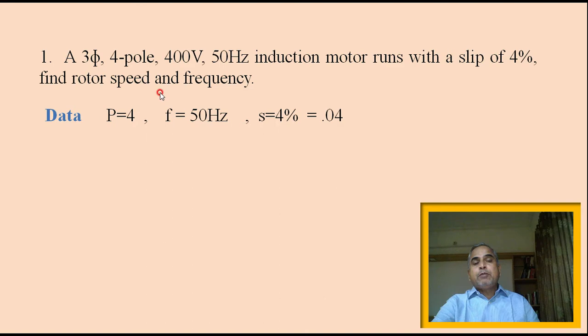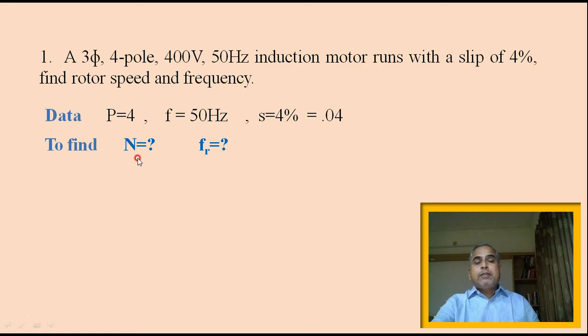P is the number of poles, 4. You are not using the applied voltage, so I am leaving it here. Then the next data I am listing out here is F equal to 50 Hz and slip is 4%, which I am expressing as a fraction, that is 0.04. Then what is asked for? You are asked to calculate the rotor speed and the rotor frequency, that is N and Fr.